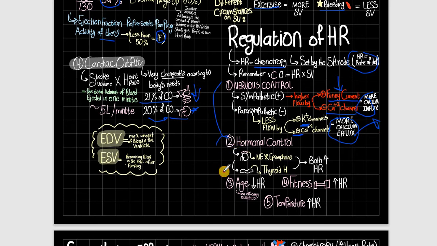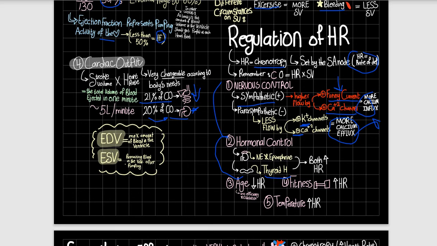Another control is known as the hormonal control. The hormonal control by the adrenal glands and by the thyroid hormone. Both increase the heart rate. The adrenal glands produce norepinephrine and epinephrine, and this will remind you of the sympathetic activity, and the thyroid hormone will also increase the heart rate. This might remind you of a case known as hyperthyroidism. In hyperthyroidism, the patient always has tachycardia, so this should remind you that the thyroid hormone will increase the heart rate.